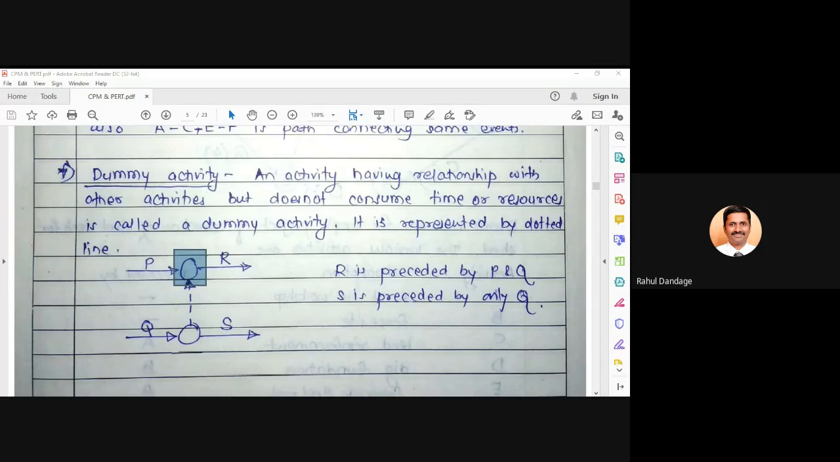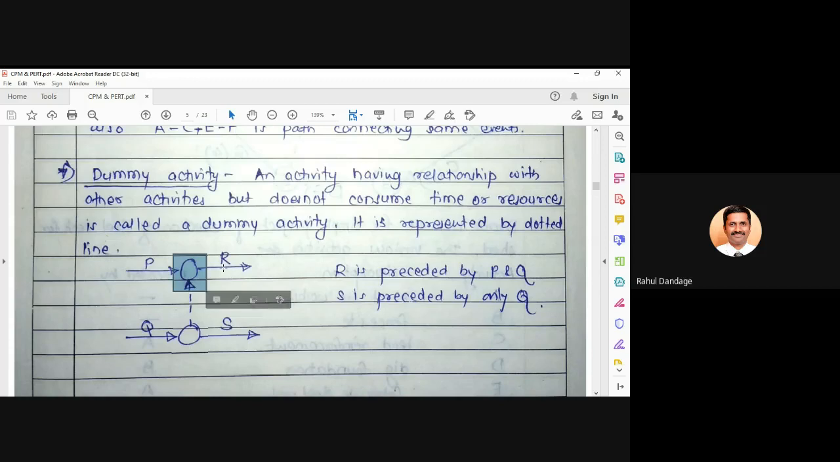Because there is one more activity, activity S, which doesn't have any relationship with P, but is dependent on activity Q. Unless and until Q is completed, S cannot be started. So that's why I have to show S independently. Q is terminating at this particular event, which is shown at the bottom side. And now this event and this event are at different locations.